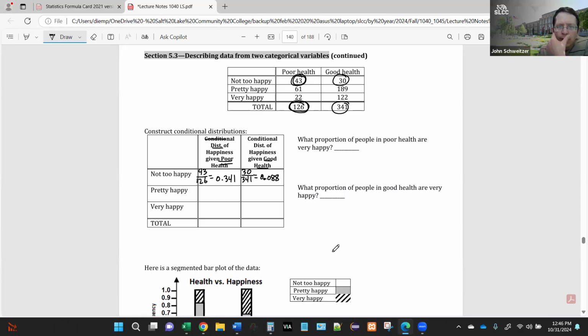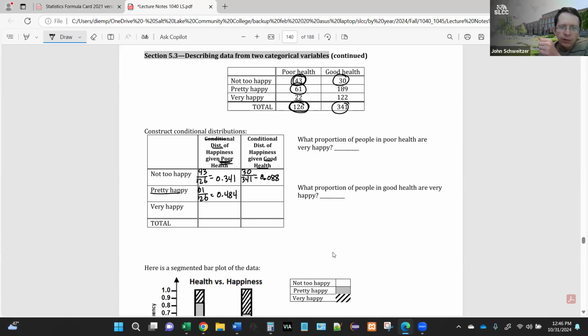So let me do one more and then I'll have you guys try the rest of them. Okay, so for pretty happy, if we're looking at people in poor health, there are 126 people in poor health and 61 of them are pretty happy. So if we go 61 divided by 126, it's going to be 0.484. So among people who are in poor health, not most, but it's pretty close to 50% are pretty happy.